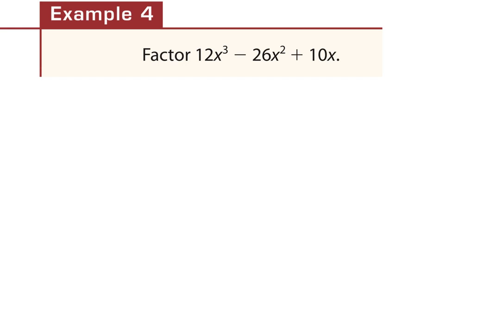So before I ever start, I am going to look at the 12x cubed, the 26x squared, and the 10x and say, what do I have in common for all three of these that I can take out? 2 and an x, right? So I can take 2x out before I ever start. And then I'm left with 6x squared minus 13x plus 5. Much better when I start to multiply across and figure out what I'm looking for.